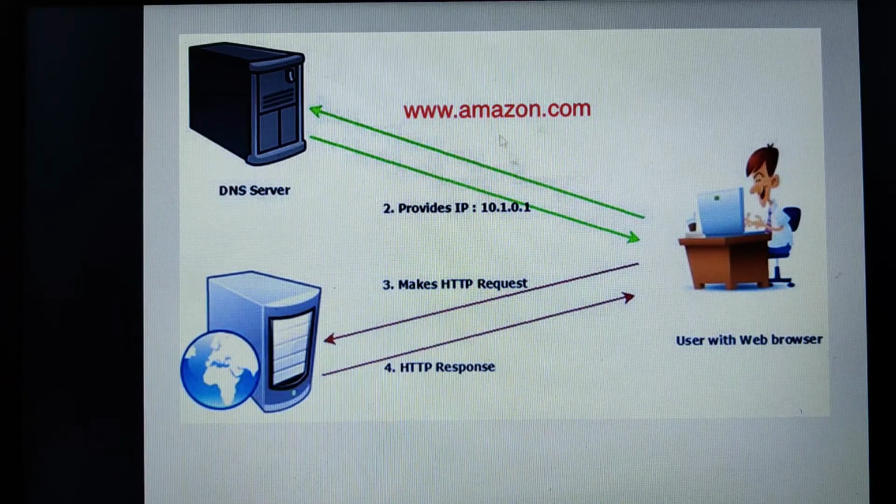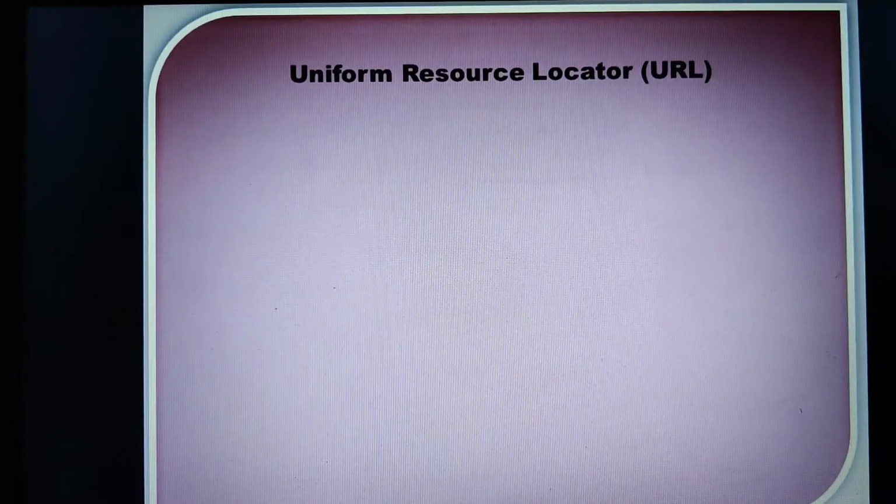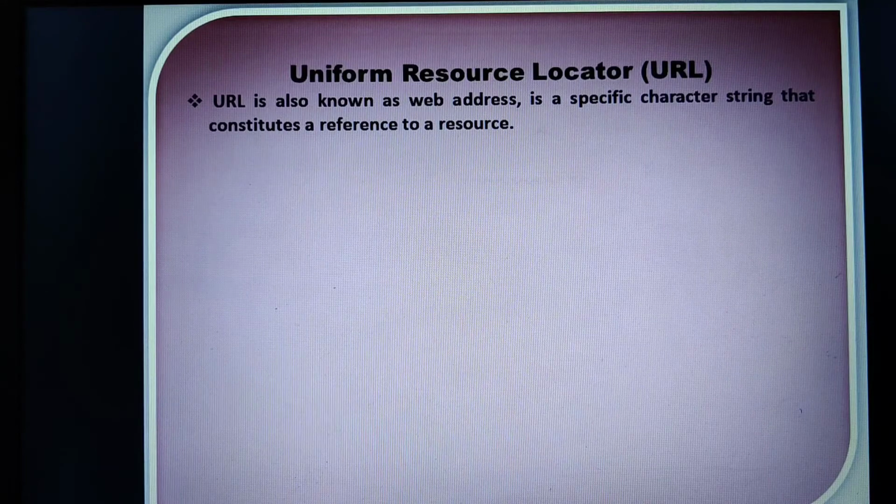So all this conversion will be done by the DNS server, that is Domain Name System server. I hope domain name is clear for you. Moving on to the next one, Uniform Resource Locator. As I said, it's also known as the internet address or the web address. It's a specific character string that provides a reference to a resource. Reference in the sense that it helps you locate the request made by the client machines.